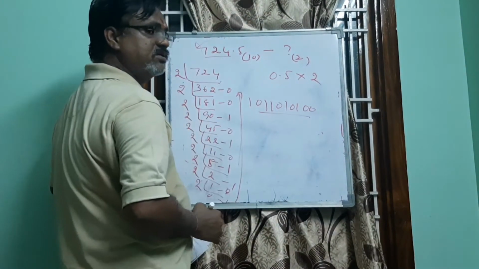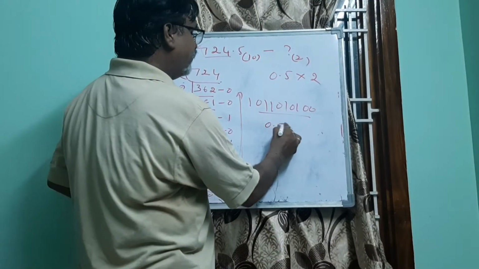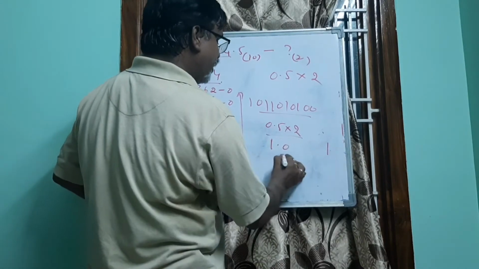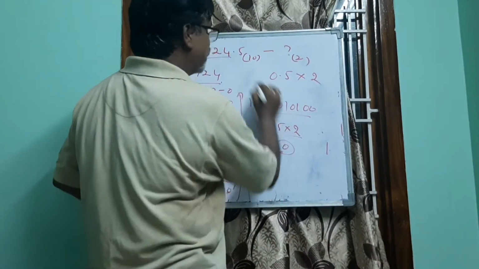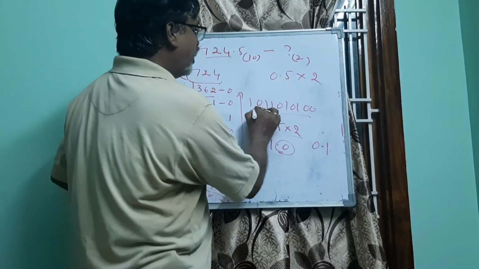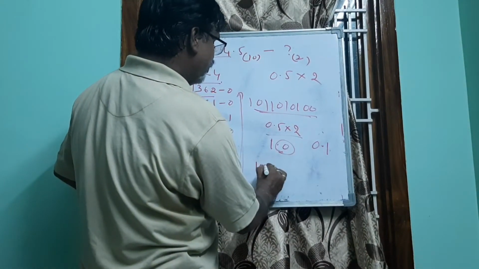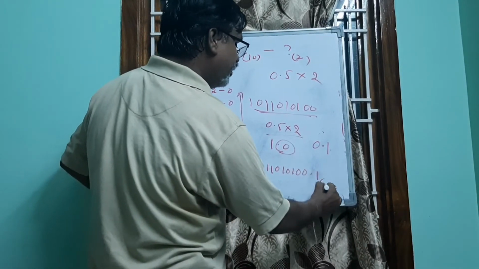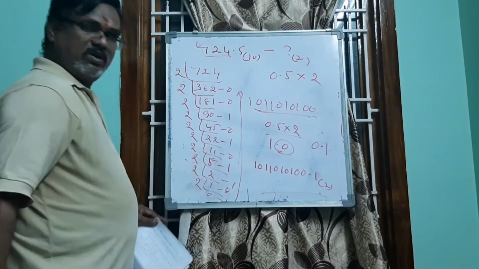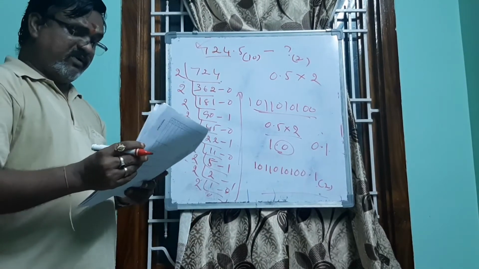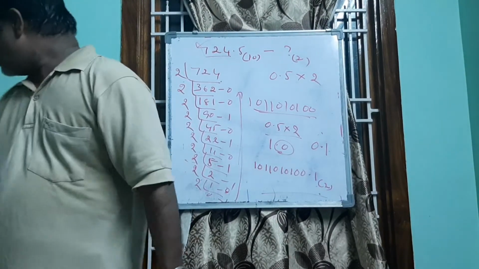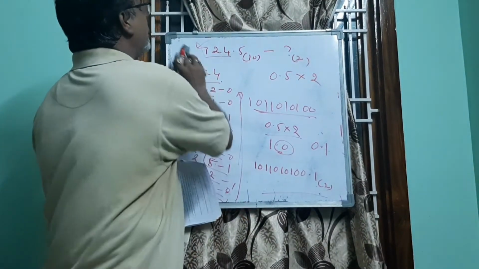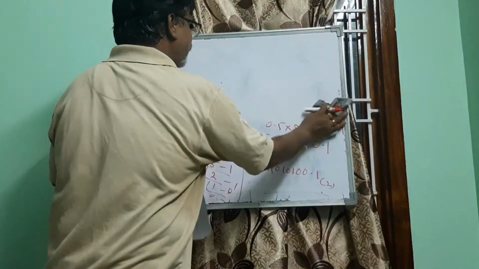But what about the fraction part? So 0.5 into 2, simple. You get 1.0. So 1 you write here, and the remainder is 0, so it is nothing but 0.1. After you complete this, 1 0 1 1 0 1 0 1 0 0 . 1 base 2. This is the way you are going to convert. So we take one more example of converting a decimal number into equivalent binary values.